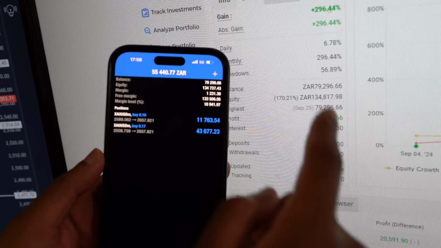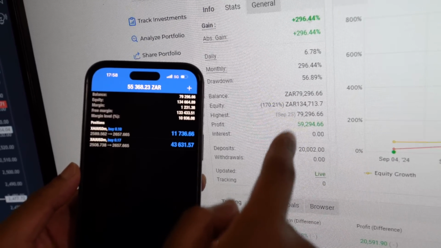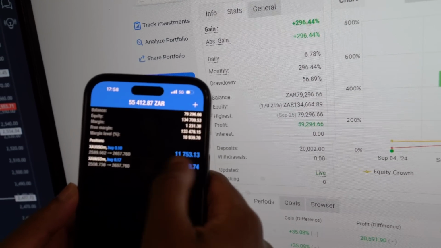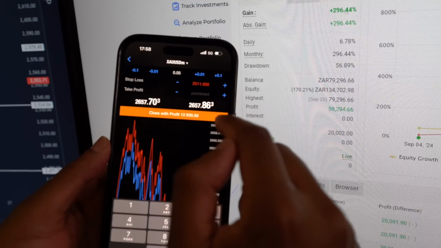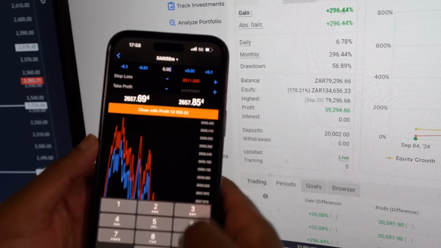You can see over here it's happening live, and I'm also going to close some of my trades, right? I want to close some of my trades because we've hit the high. I want to secure some of my profits and show you guys how I'm able to grow this account. I'm going to close 0.5, of which that's 12,000. Help me increase the account a lot.